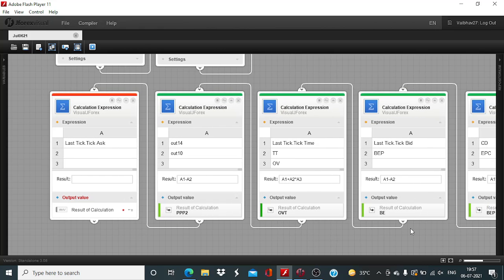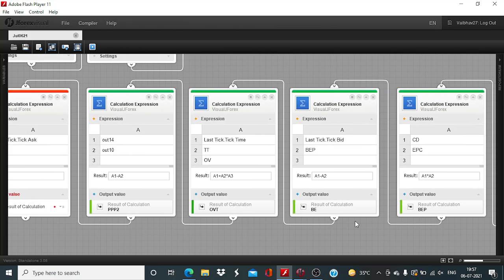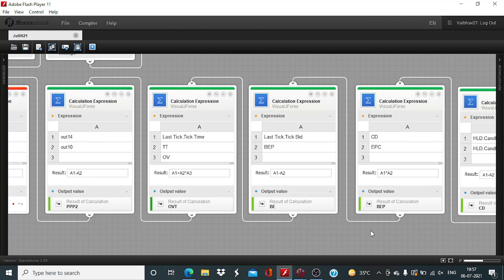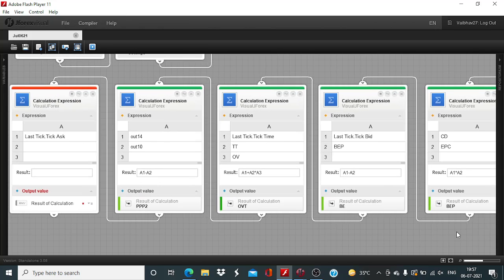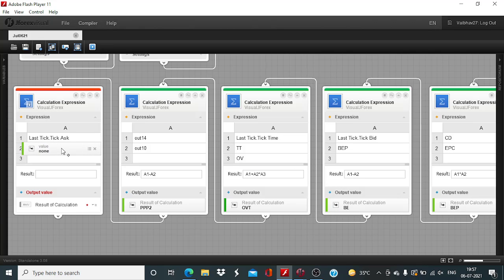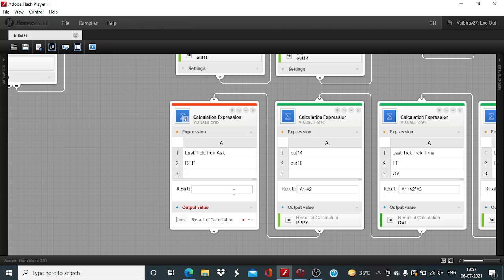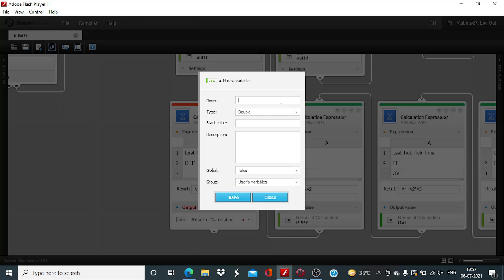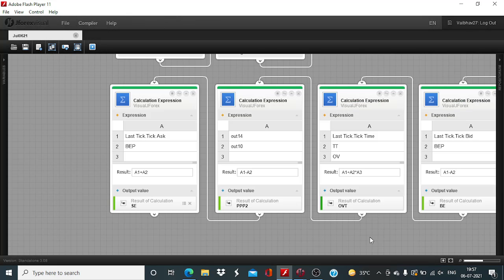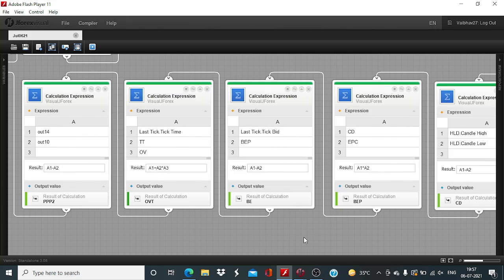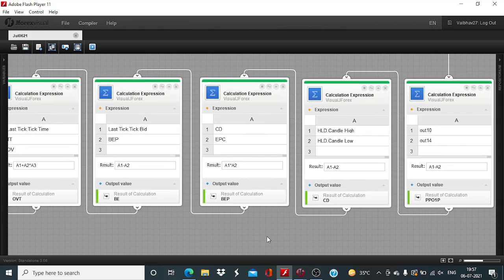last tick bid will need to be added with this BEP value to arrive at the sell point. A1 plus A2, and this will be SE. Okay, so we have these two calculations done.